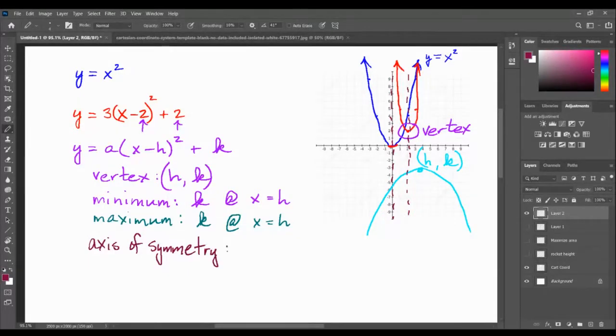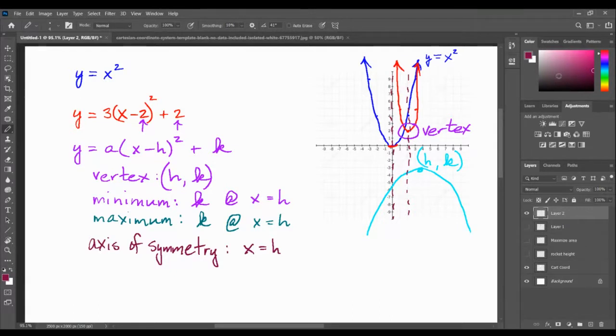That is the line about which your parabola is symmetric, and that will always be x equals h. For all of these parabolas that open up or down, it will be x equals h. And so you will be asked, given a function, what is the vertex? What is the minimum or maximum? What is the axis of symmetry? And so you'll need to find these.